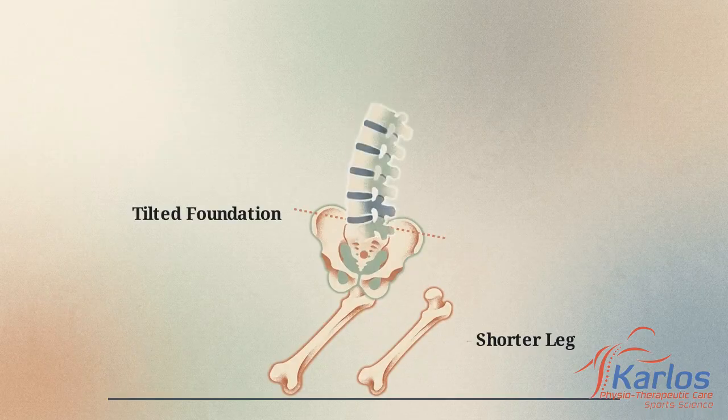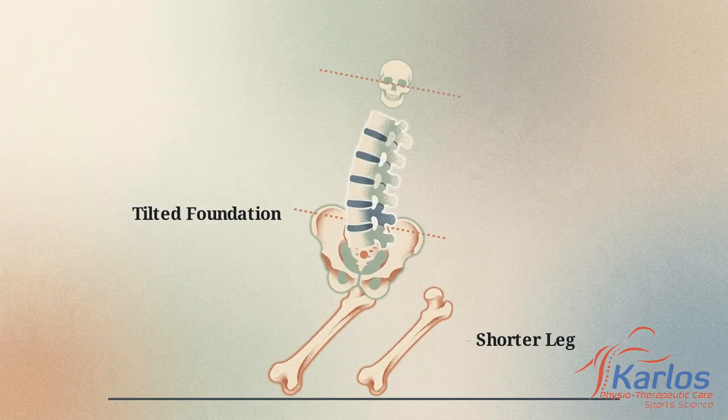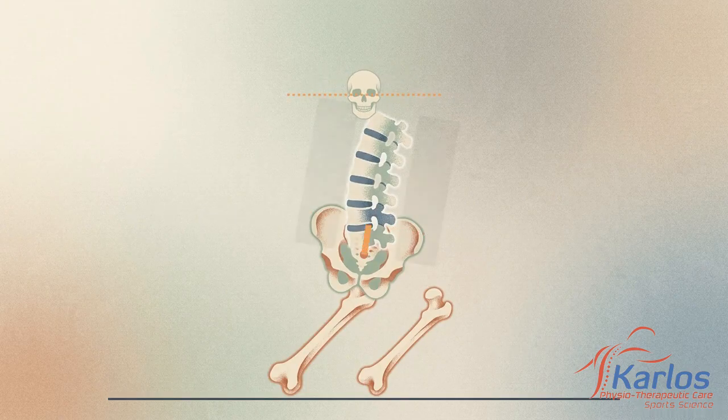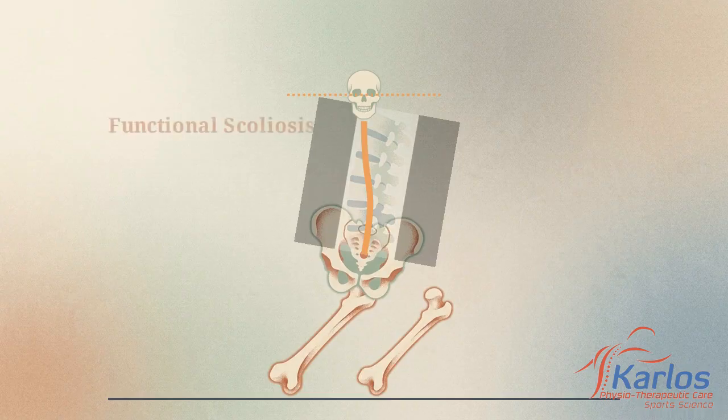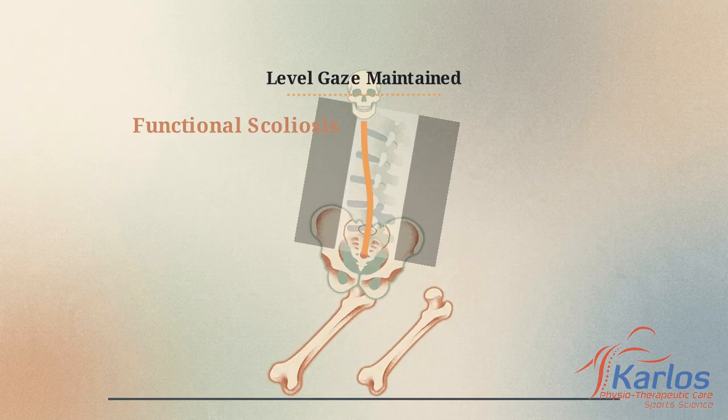When you stand, a shorter leg pulls the corresponding side of your pelvis downward, creating a tilted foundation. Because your central nervous system prioritizes keeping your head and eyes level with the horizon, your spine has to adapt. It bends laterally to compensate for the tilted pelvis, creating what is known as functional scoliosis. This imbalance occurs in 2 distinct forms.